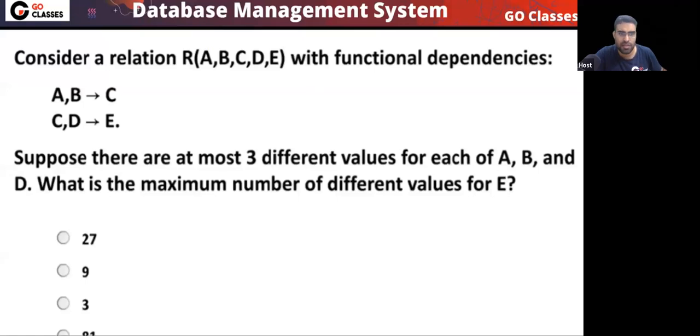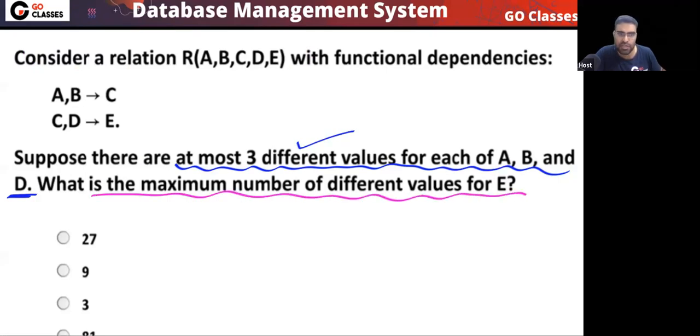Tell me the answer for this question. Consider a relation A, B, C, D, E with functional dependencies. These are the functional dependencies that are given to you. Suppose that there are at most 3 different values for A, B, and D. What is the maximum number of different values for E? The question is asking how many different values E can have.